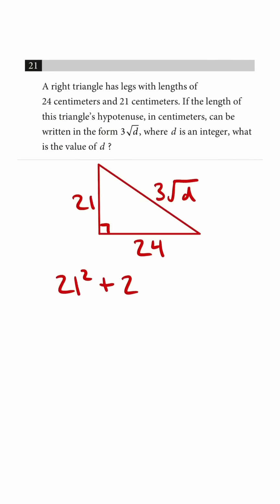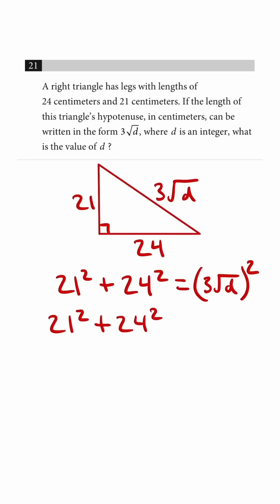So let's write it out. 24 squared plus 21 squared equals the square of the hypotenuse, which we are told can be written as 3 times the square root of d. So now we have an equation that we can solve for d.